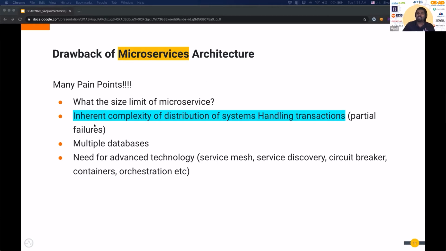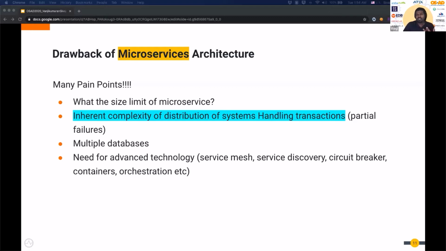Going forward, another drawback is that there are lots of duplicated, multiple different databases involved. So if you really want to maintain consistency across the databases, there needs to be updates across multiple databases for consistency. At the same time, in a cloud native container based microservices architecture, hard-coded endpoints are not an option. You do not know the endpoints during design time. They will only be revealed during runtime. So service discovery, and the need for advanced technologies like service mesh, circuit breakers, containers, and orchestration are required.